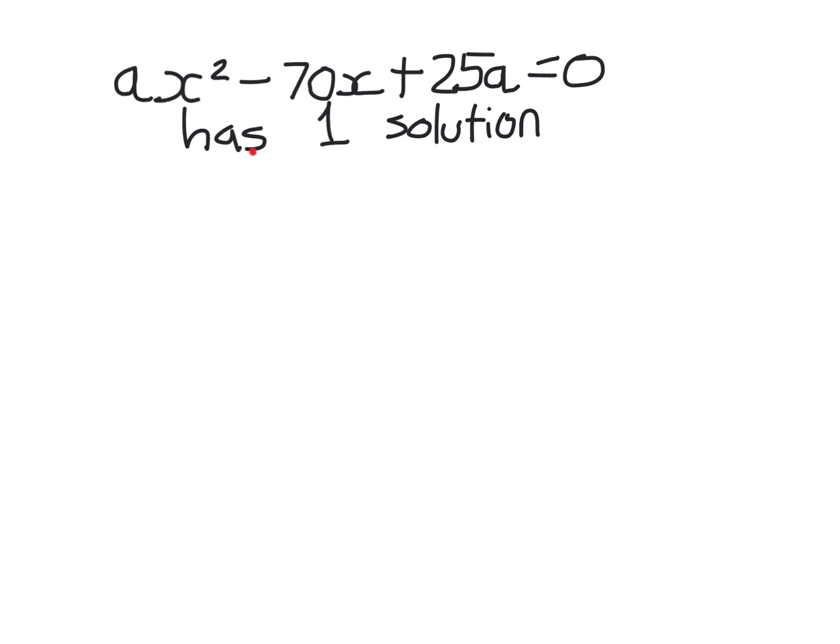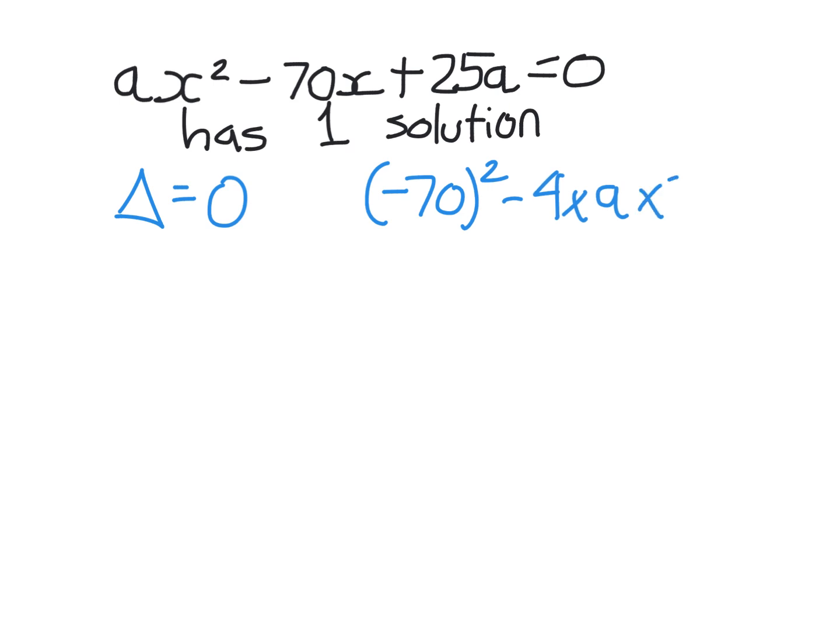So you have to say to yourself, okay, what does it mean if a quadratic equation has one solution? Well, it means that the discriminant equals 0. So what is the discriminant here? Well, the discriminant is still b squared minus 4 times a times c. Now c, the constant term, is 25a. So if this has one solution, then discriminant equals 0.